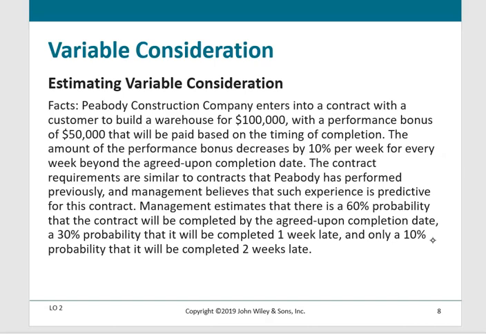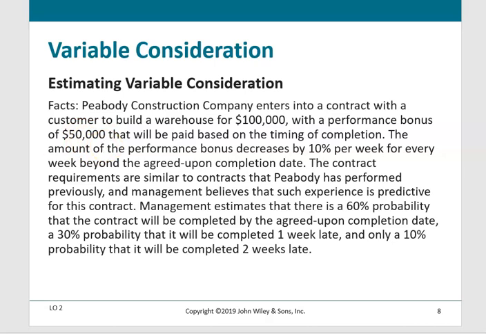The contract requirements are similar to other contracts that the company has been under, and management believes that such experience is predictive for this contract. Management estimates that there is a 60% probability that the contract will be completed by the agreed upon completion date, in which case it would have a full $50,000 performance bonus. There's a 30% probability that it'll be completed 1 week late, so 90% of the 50,000, and a 10% probability that it'll be completed 2 weeks late. Therefore, the company would get 80% of the 50,000 performance bonus.